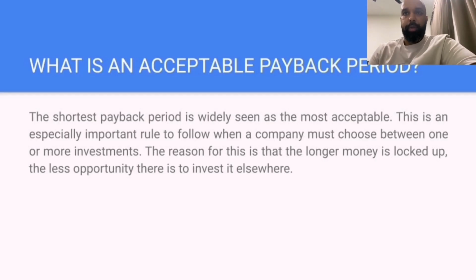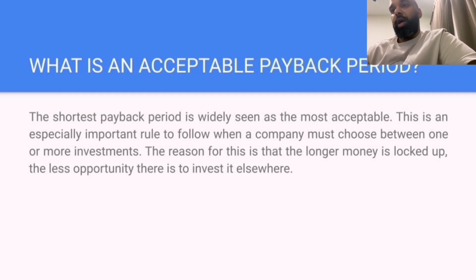As my part, what is the acceptable payback period? The shortest payback period is widely seen as the most acceptable. This is an especially important rule to follow when a company must choose between one or more investments. The reason for this is that the longer money is locked up, the less opportunity there is to invest it elsewhere.